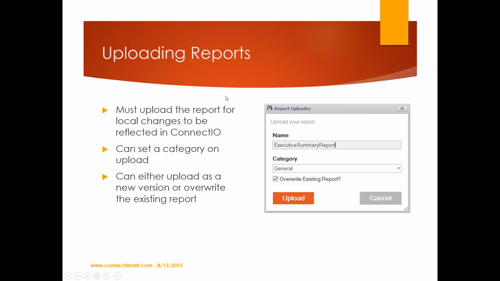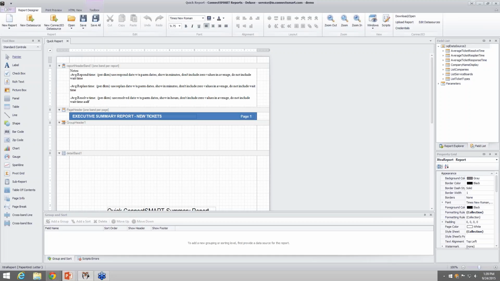Just to drive home the point here, make sure that you've saved all your local changes on your local system first before trying to upload it, and it'll actually prompt you for that too. And make sure you upload it, because just saving it locally is not going to modify what's up on the ConnectIO console. So let's take a quick look at that.